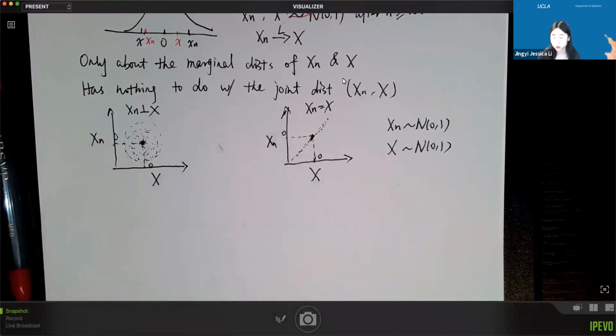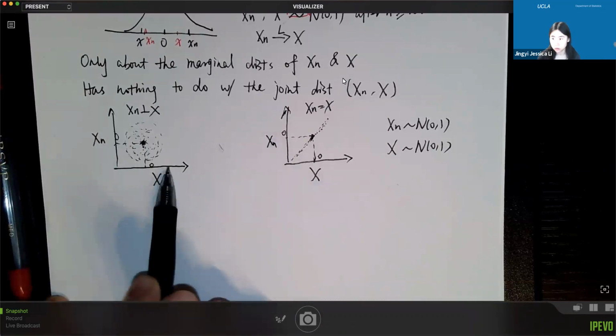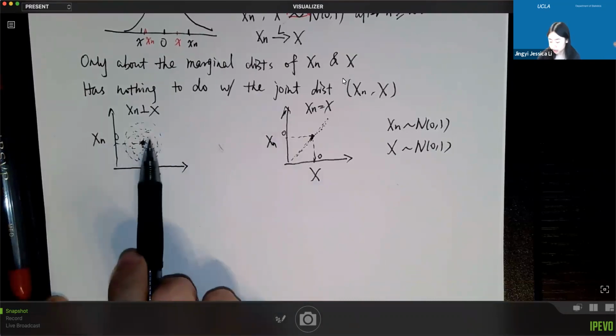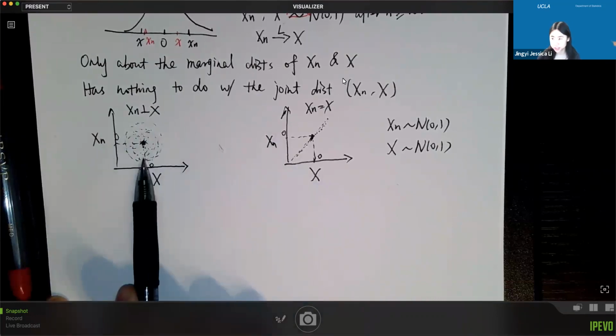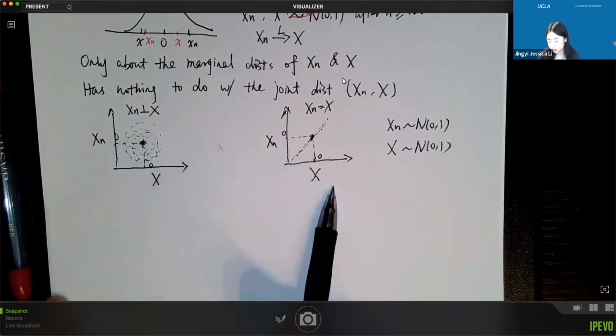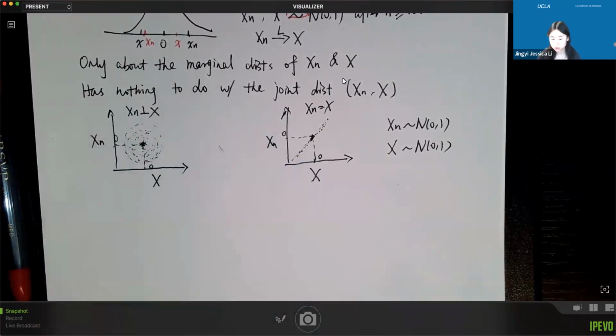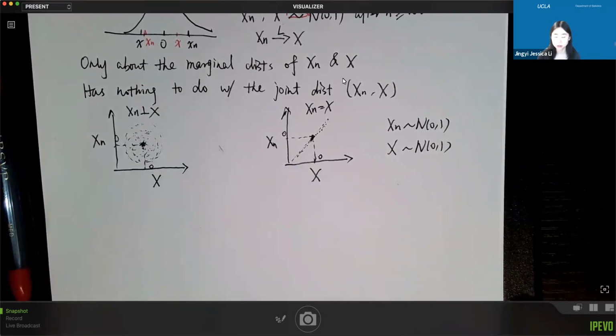And when we talk about convergence in distribution, we only talk about the marginal. We don't look at the joint. So in either case, we can say, okay, xn is converging in law to x, but the joint distribution can be totally different. Okay, that's the first mode we will talk about, the convergence in law.